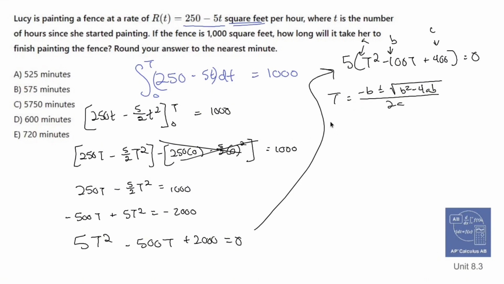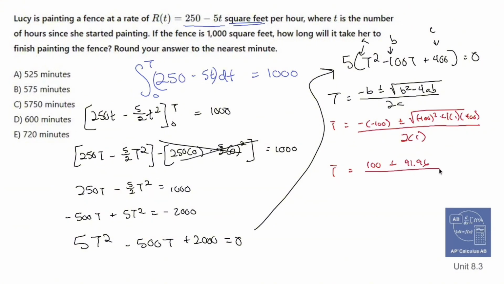So t is going to equal negative 100 plus or minus the square root of negative 100 squared minus 4 times 1 times 400, all over 2 times 1. So I'm not going to pretend like I know how to do this. I'm just jumping straight to a calculator and find out that that square root ended up being 91.96, all over 2. So we have two options here.